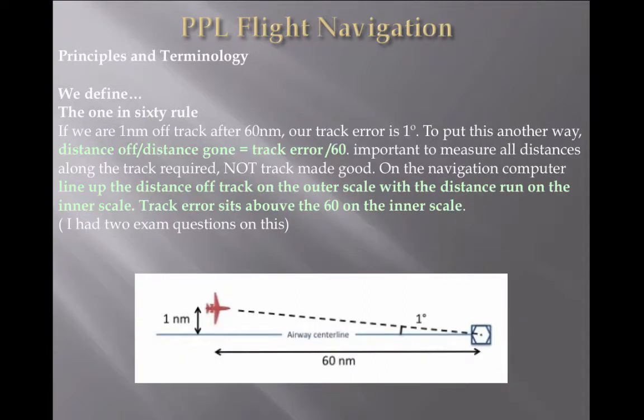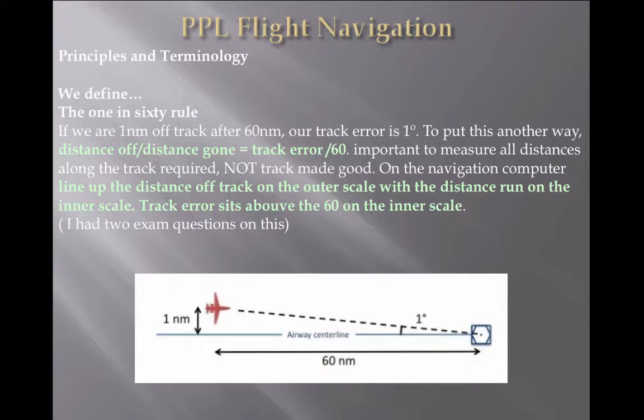And again, this slide is from lesson 1, I think lesson 1 part 2, which is the definition. Now, it's important to understand what the definition is because you can get an exam question on this. So the 1 in 60 rule: if we are 1 nautical mile off track after 60 nautical miles, our track error is 1 degree. To put this another way, distance off divided by distance gone equals track error divided by 60. Important to measure all distances along the track required, not the track made good.